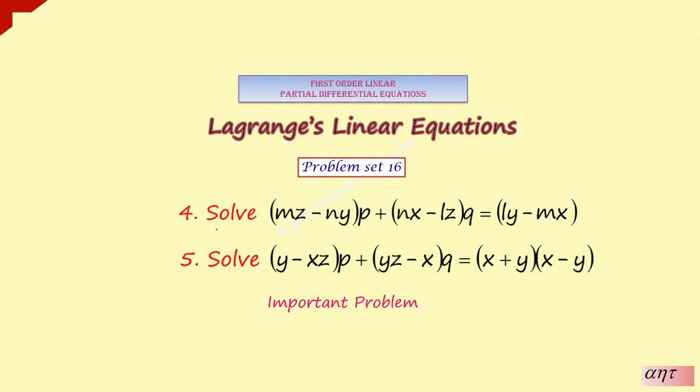The first one is: solve (mz minus ny) p plus (nx minus lz) q is equal to ly minus mx. And the next problem is (y minus xz) p plus (yz minus x) q is equal to (x plus y)(x minus y). Now we will see how to solve these two problems.